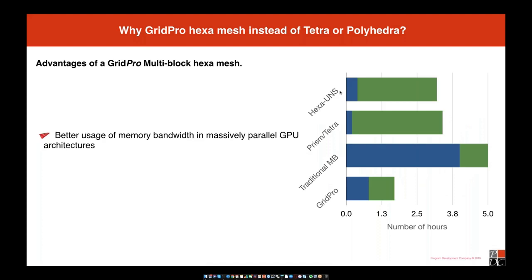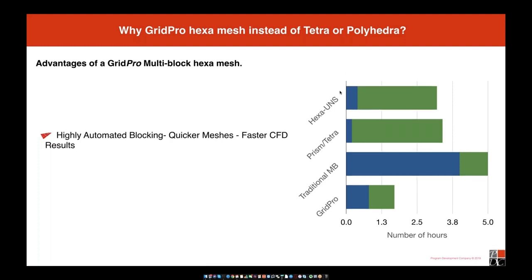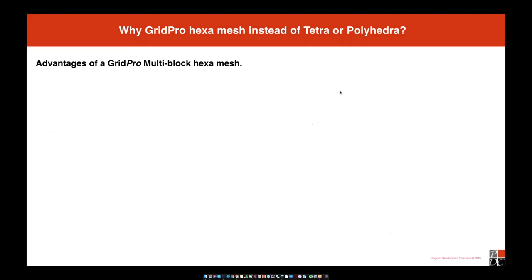Now, with respect to parallelization, every solver and all of us are looking to parallelize the codes. With respect to solvers, it uses better memory bandwidth because it has all the connectivity tables established, which helps in efficient parallelization. And with some points which are quite exclusive to GridPro, GridPro has highly automated blocking, which means you get quicker meshes and faster CFD results.